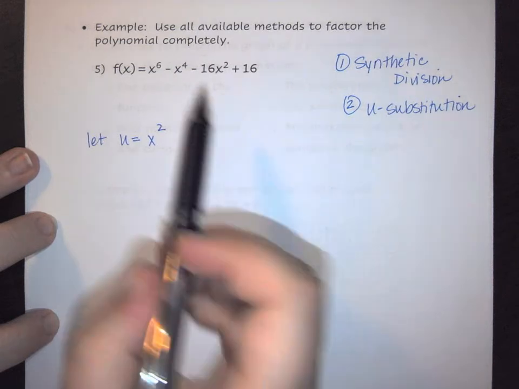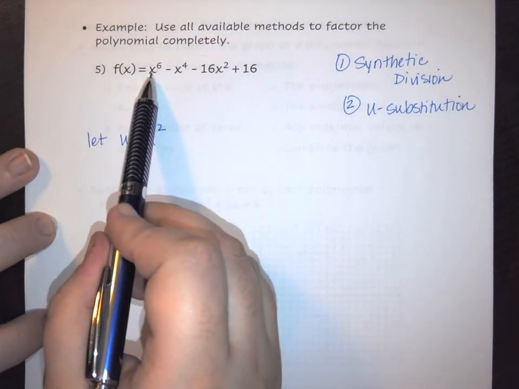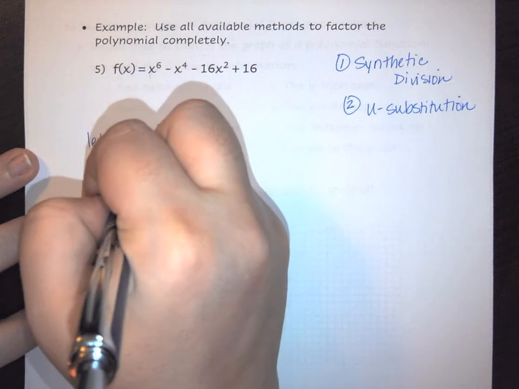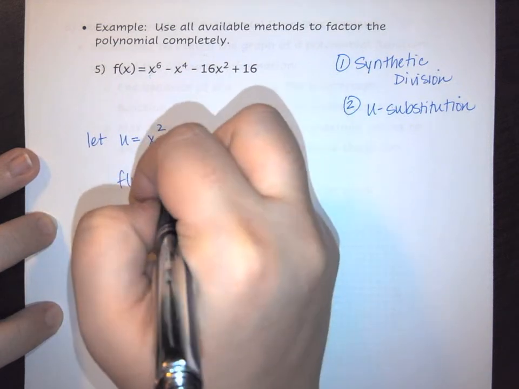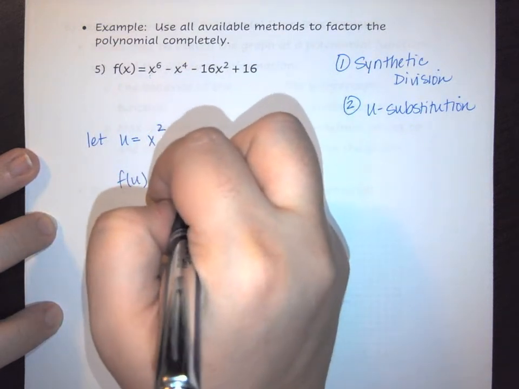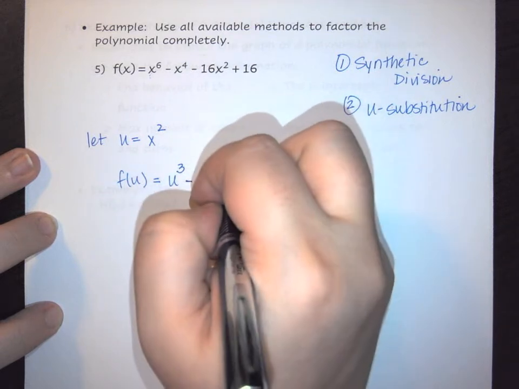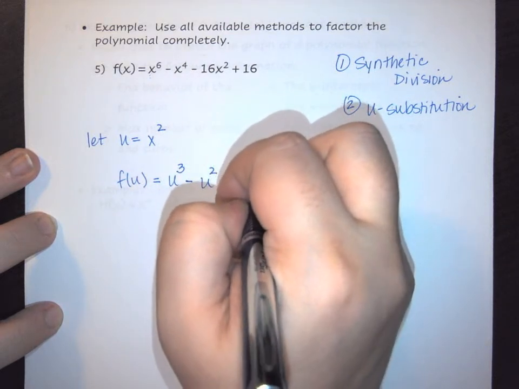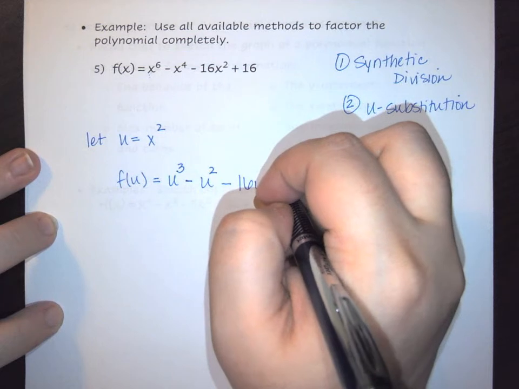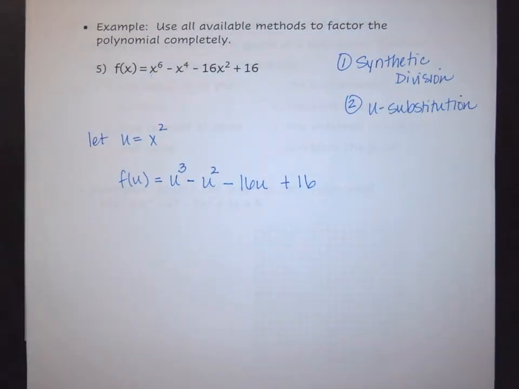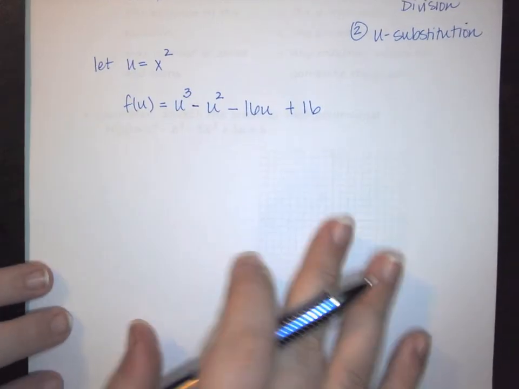Then when we do that, if we take a look, notice this was x to the 6th, so what we end up getting is that f of u is going to be u cubed minus u squared minus 16u plus 16. Now once we do that, we just simply have to solve this.